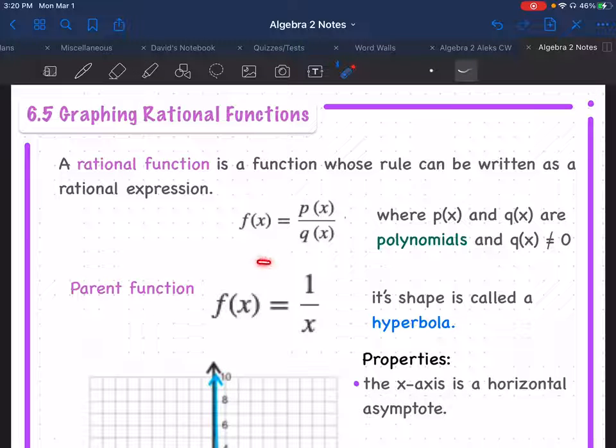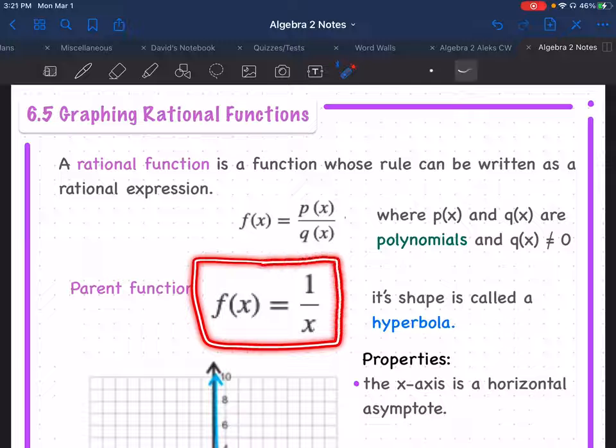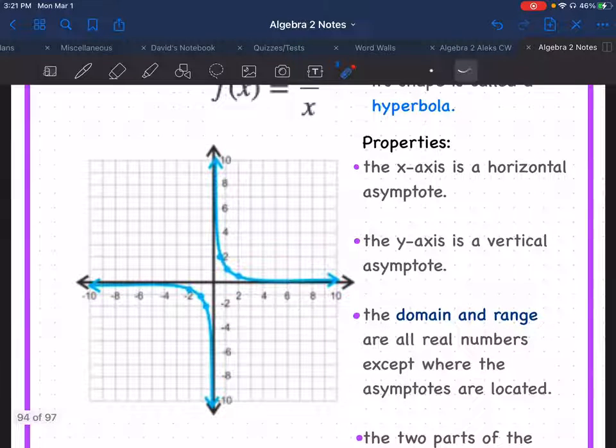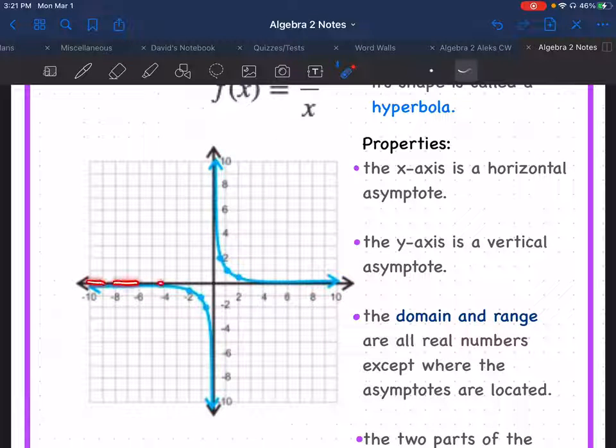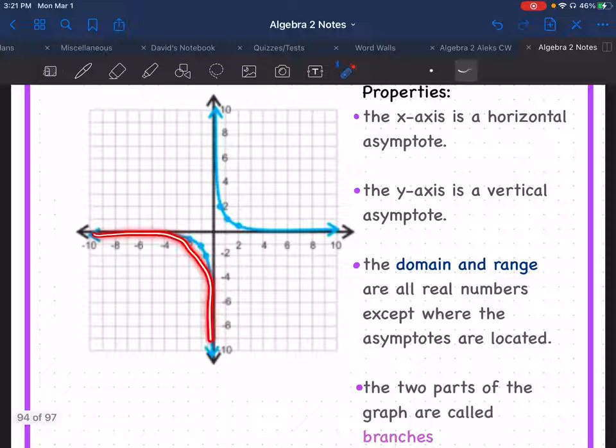The parent function of my rational function is 1 over x. It is called a hyperbola. It has these properties. The x-axis is what is called a horizontal asymptote, so there's an imaginary line right there, which is y equals 0. And then the y-axis is also a vertical asymptote, and this is the equation x equals 0. The domain and my range are all my real numbers except where these asymptotes are located. The two parts of my graph, this one and that one, are called branches.